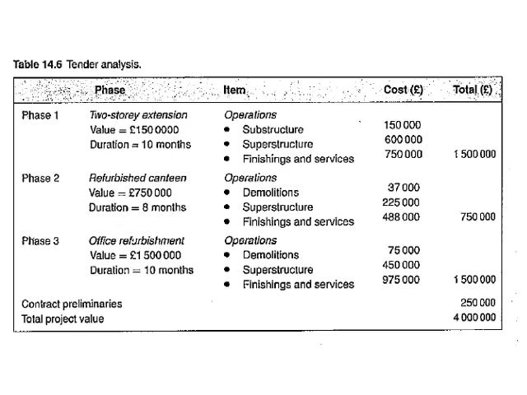So here's the scenario. You've got a 2-story extension, refurbished canteen, and office refurbishment. So you've got your project divided into 3 phases. You've got your operations sections. You've got your substructure, superstructure, finishing, demolition, superstructure, finishing, demolition, superstructure, finishing. So very straightforward, very simplified example.